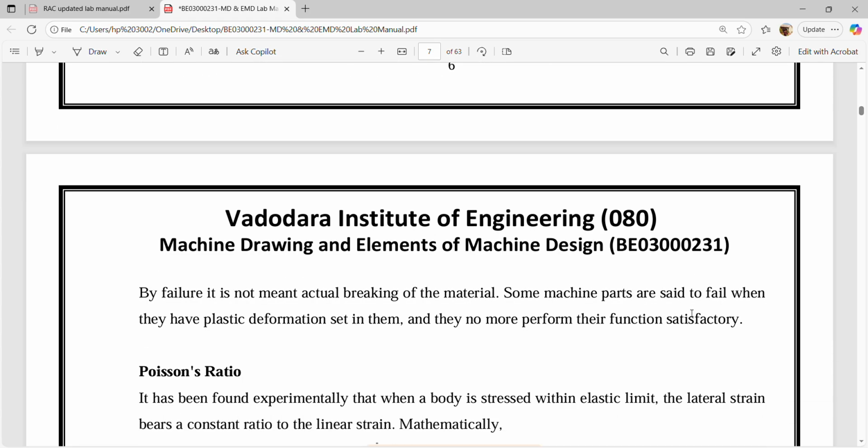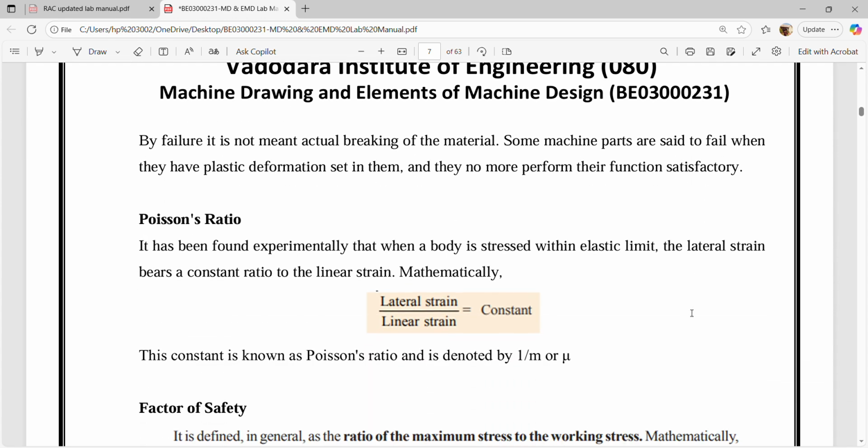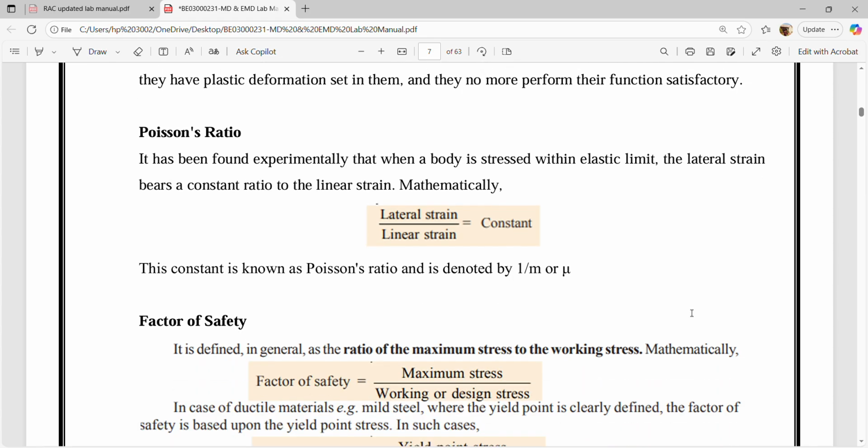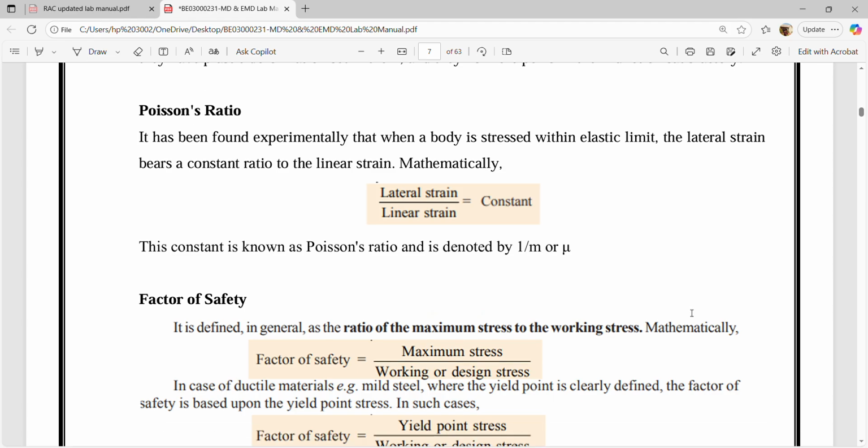So this is the formula of Poisson's ratio. It has been found experimentally that when a body is stressed within elastic limit, the lateral strain bears a constant ratio to the linear strain. Mathematically, lateral strain upon linear strain is constant. This constant is known as Poisson's ratio and is denoted by 1/m or mu.